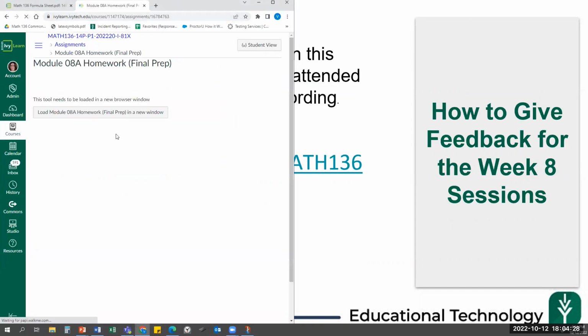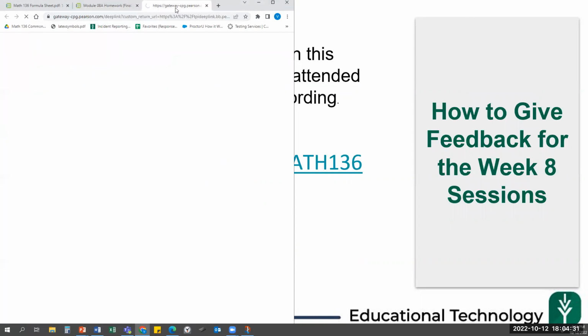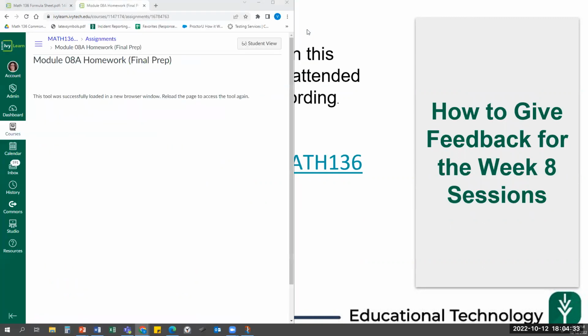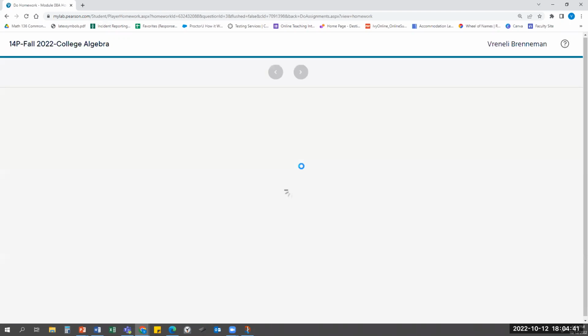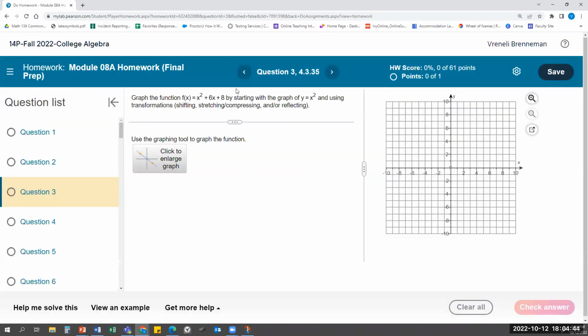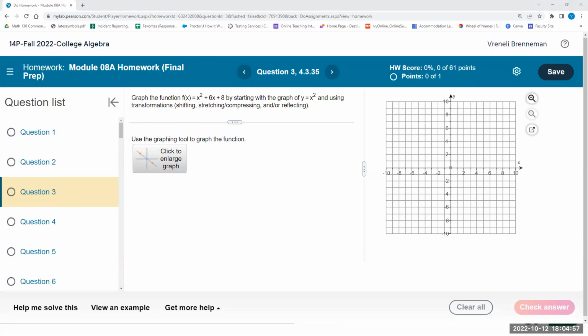So I've been asked to look at a couple of questions from the homework. We'll start with that, and then I'll look at my other questions. Question number 3 on the homework is about graphing a quadratic function, given in standard form. Because it's asking to use transformations, you need the vertex form rather than the standard form.